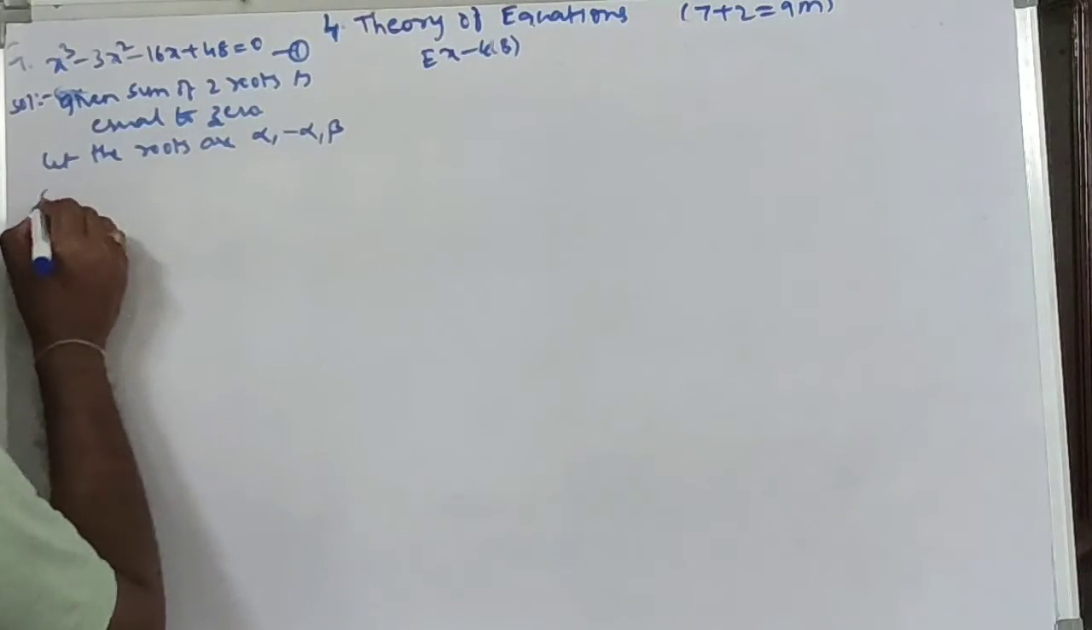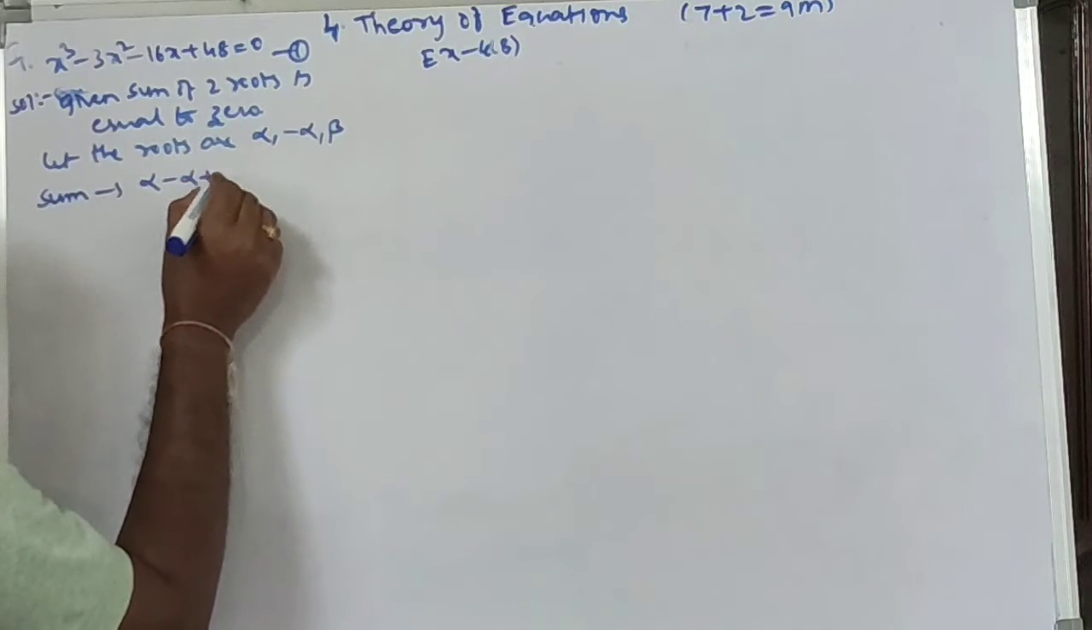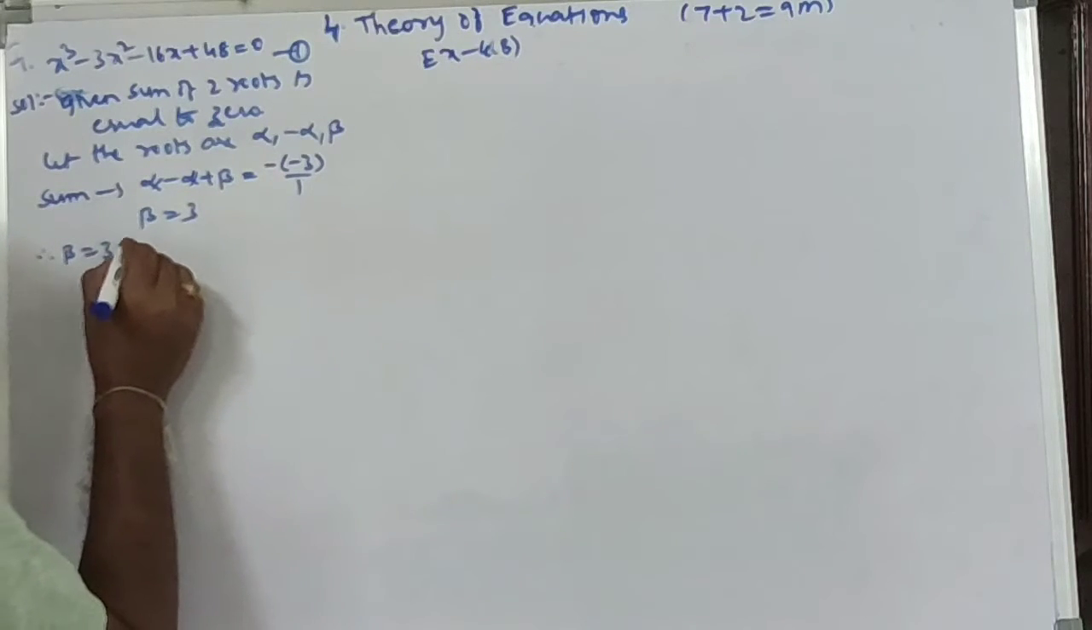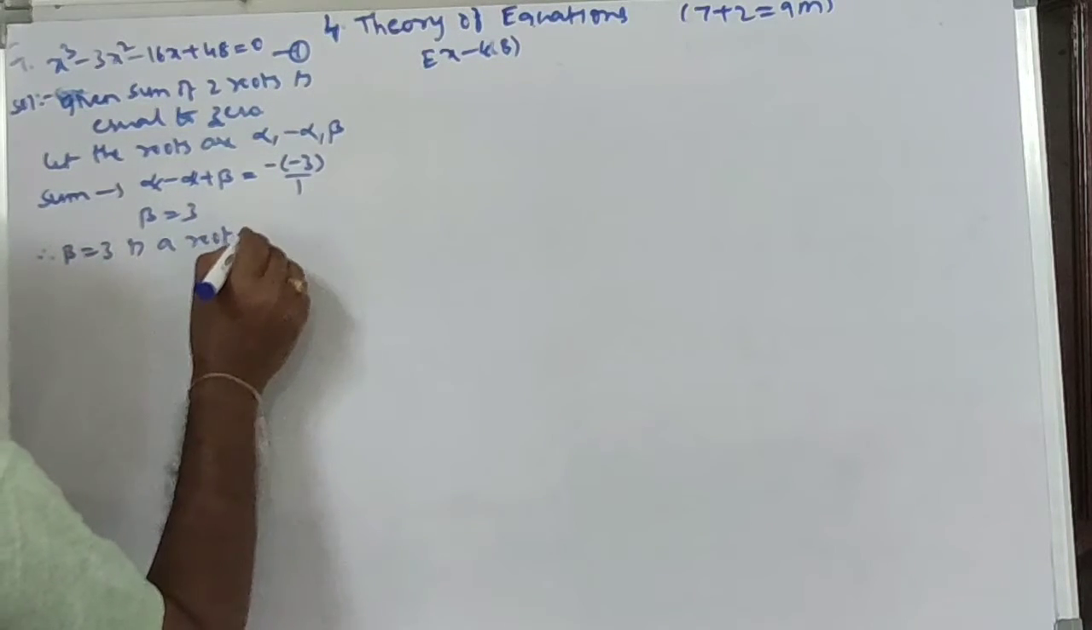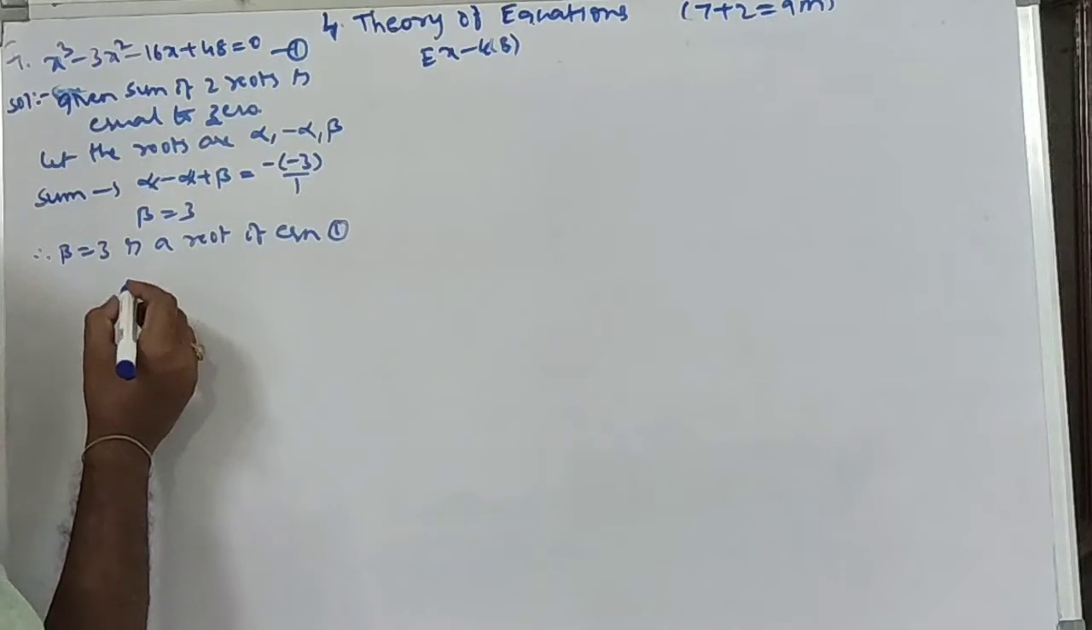So the sum is alpha minus alpha plus beta equal to minus of minus 3 by 1. Alpha cancels, beta equal to 3. So alpha, minus alpha, beta are the roots. We got one of the roots. Therefore beta equal to 3 is a root of equation 1. So I want to use the Horner method.